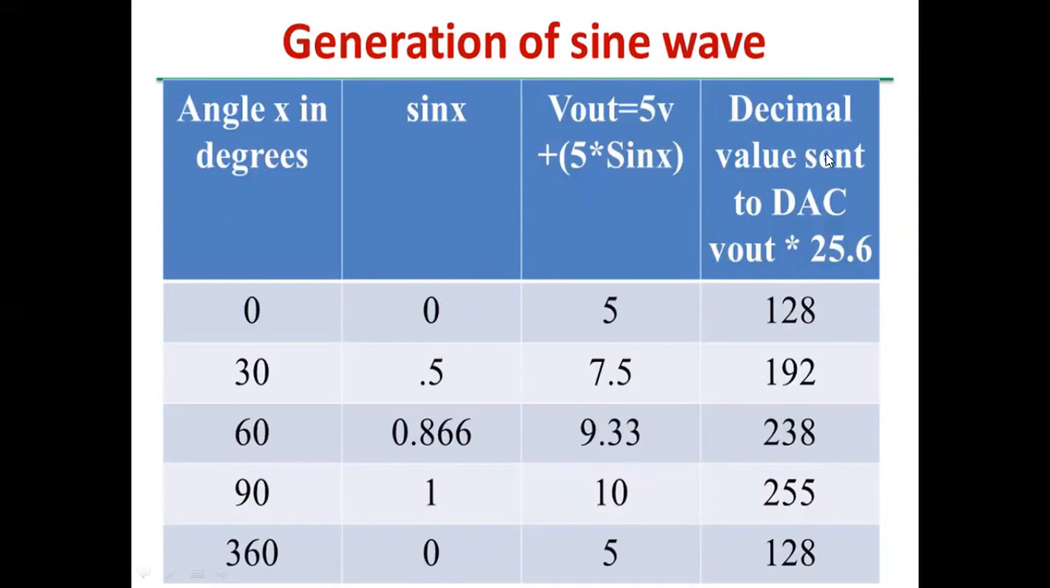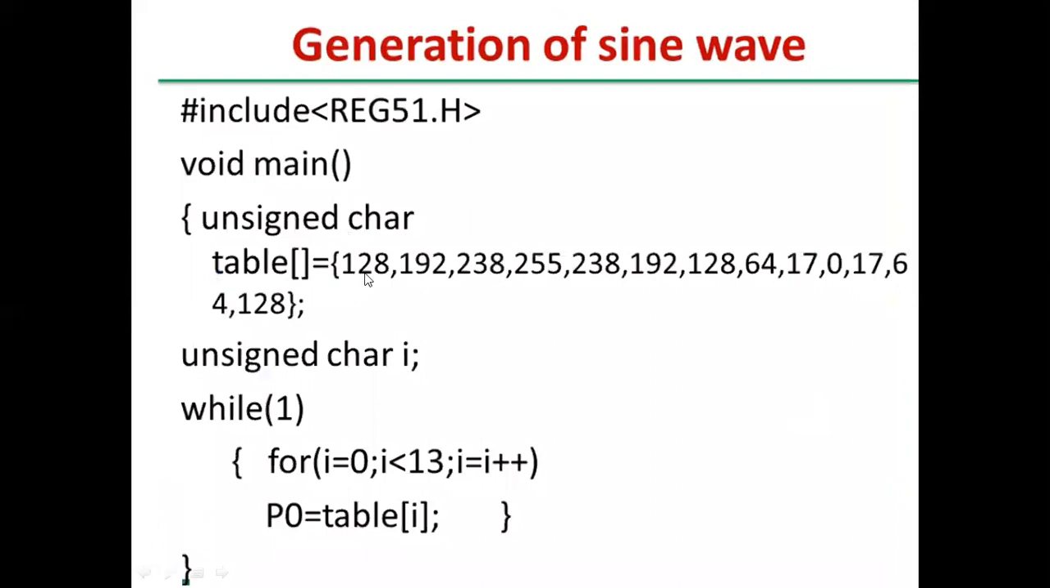And for the decimal value to send to the DAC, you have to multiply by the reference voltage. Here for DAC 0808, the factor is 25.6. If you multiply, you get 128, 192, 238, 255, and 128. These decimal values you have to send to the DAC. Here 13 values, you can take 10 values or 13 values, or more values. Here 13 values in this programming, and you can generate the sine wave by using this programming.